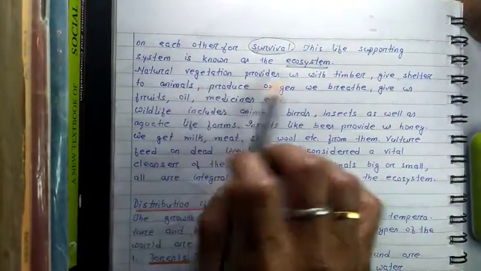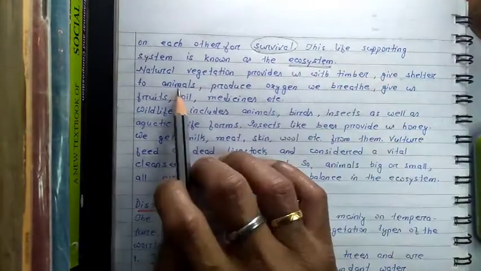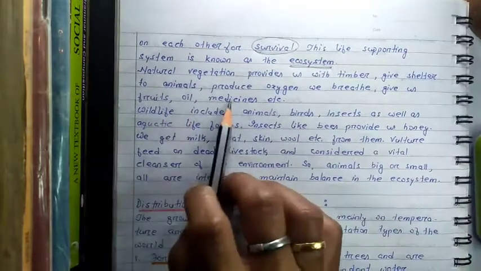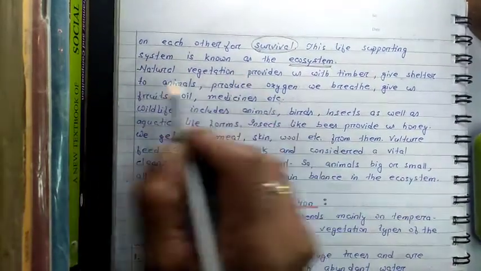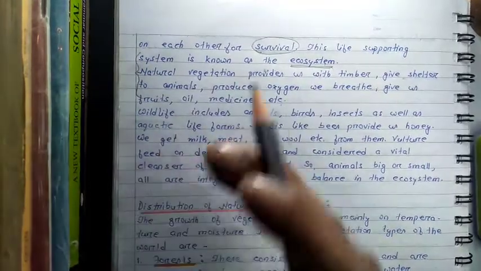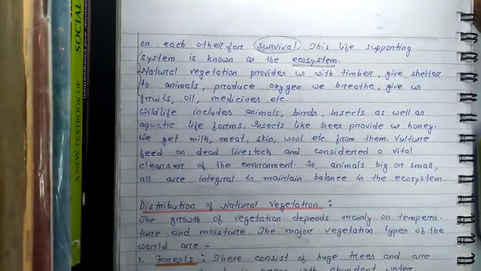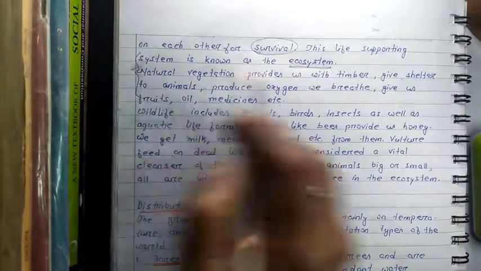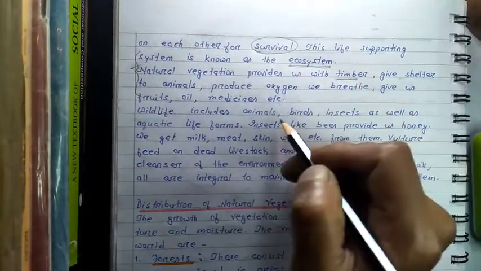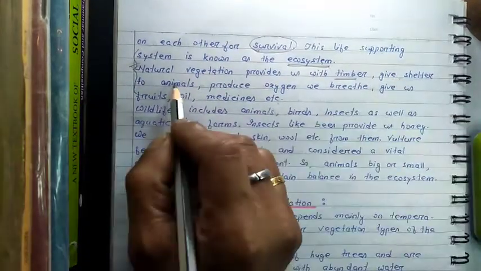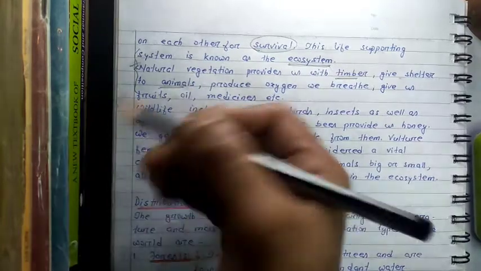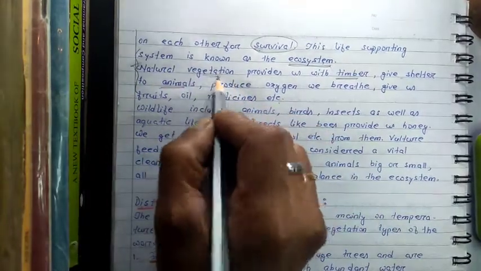Natural vegetation provides us with timber, gives shelter to animals, produces the oxygen we breathe, and gives us fruits, oil, medicines, etc. This is the importance of natural vegetation. What can we get from the natural vegetation? We get many things. We get timber, wood, from the natural vegetation or the forest. It also gives shelter to animals. The different animals living in the forest, their life depends on the natural vegetation.